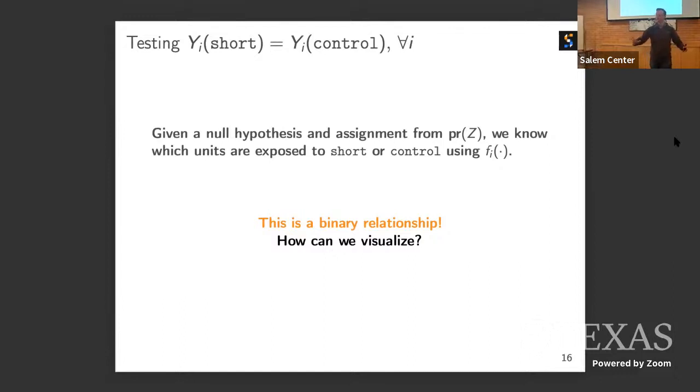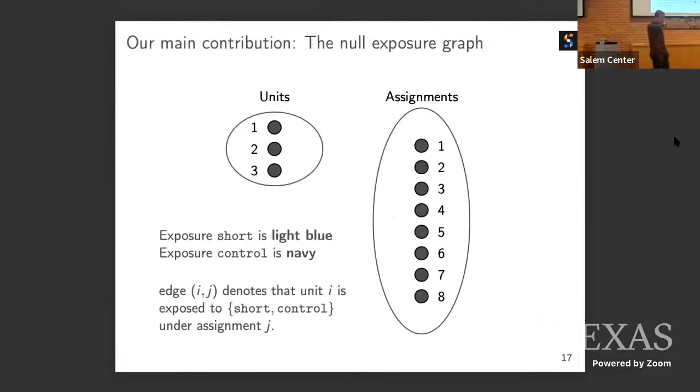We can just look at the street network. We can say, these streets are close to my treated, they're spillovers. These streets are far away, so they're my control. We can do that for every single draw from my design. So the question is, how can we visualize this? Well, this is probably the most important part of the talk. I'm going to talk about this object I call the null exposure graph. How do we visualize this binary relationship, and how do we bring interference into the picture here?